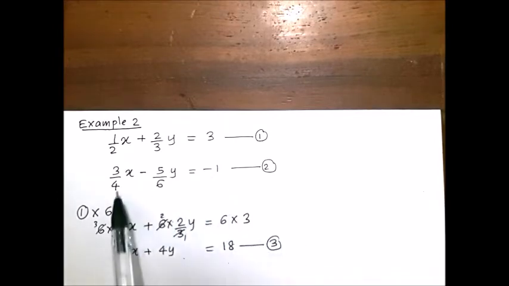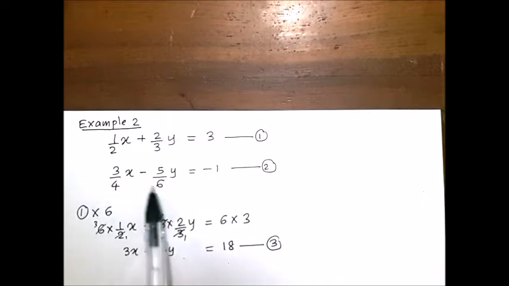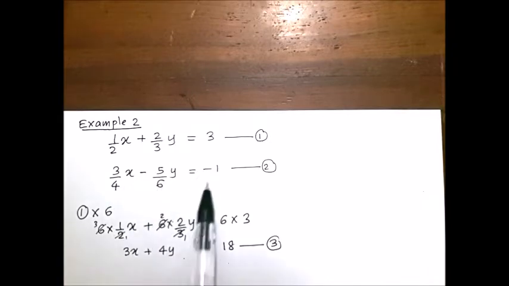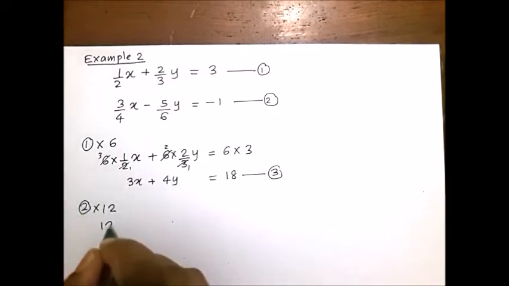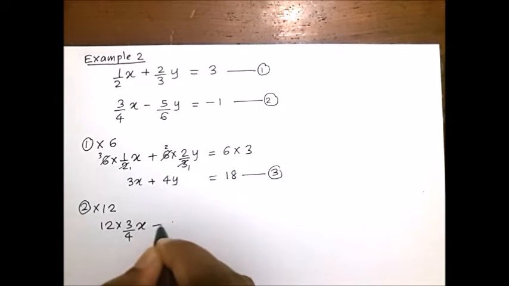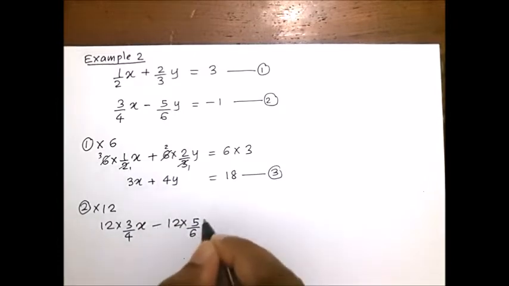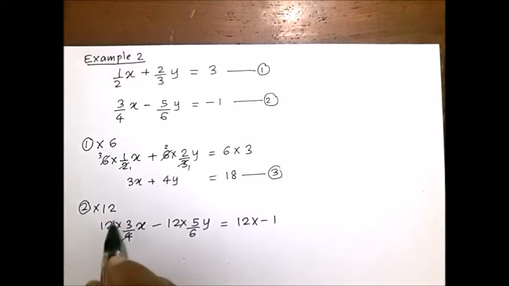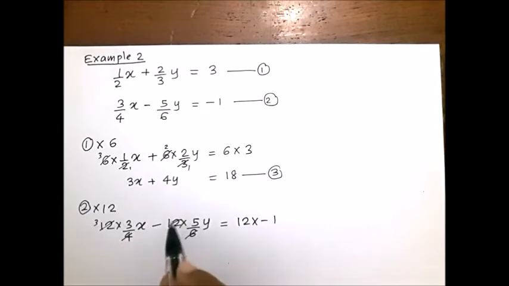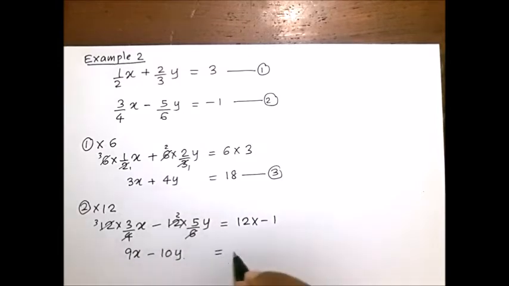Now look at second one. Here denominators are 4 and 6. What is the LCM of 4 and 6? It is 12. So multiply each and every term by 12. Second equation multiply by 12. 12 multiplied by 3 over 4x. 12 multiplied by 5 over 6y. And 12 multiplied by minus 1. Here simplify 4 and 12. 3. 6 and 12. Here 2. 3 multiplied by 3x, 9x. 2 multiplied by 5y, 10y. Right hand side minus 12. Name this equation as 4.